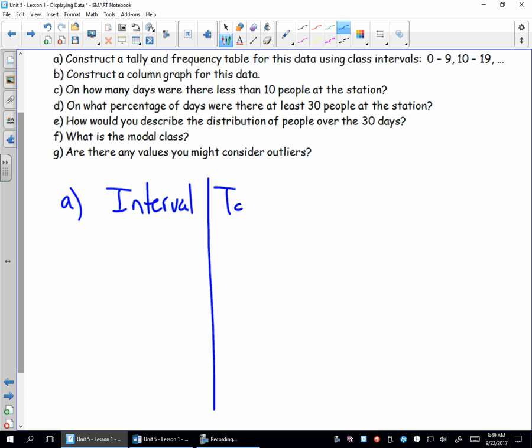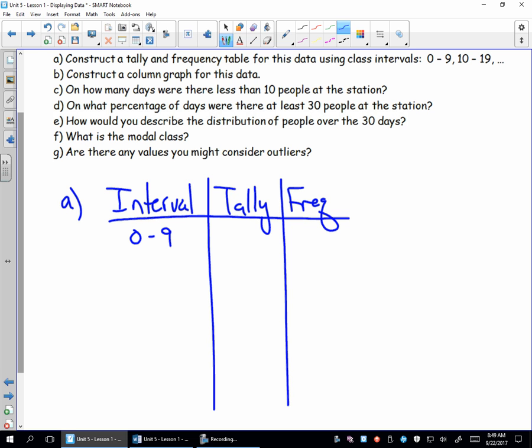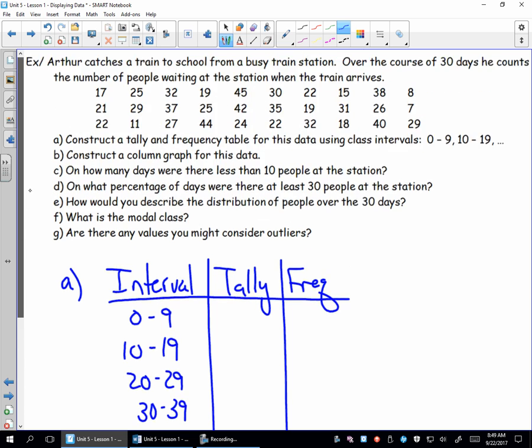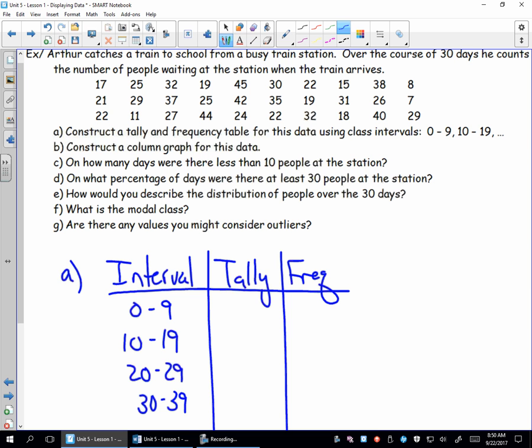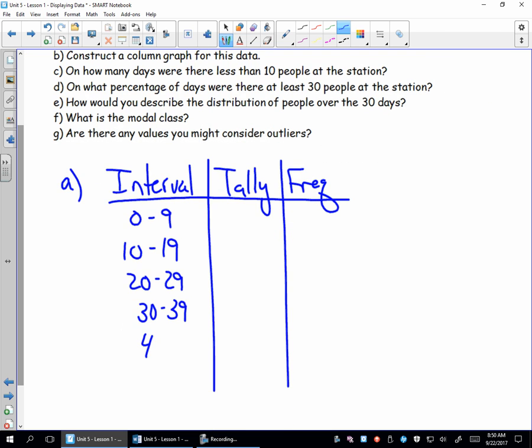I need my tally. That's my check marks. And my frequency. They told me to use 0 to 9, 10 to 19, 20 to 29, 30 to 39. And I know when to stop when I get to the highest piece of data. So I actually have to scan through here and see what is the highest piece of data. Looking at this, it looks like 45 is probably the highest one. So I need one more interval, 40 to 49.